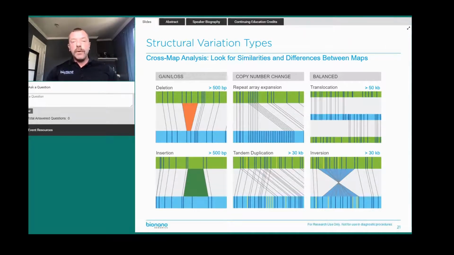We can detect translocations when a de novo map in blue here aligns for half with one chromosome and half with another chromosome. And then we can detect inversions as well, which are really hard to pick up with most methods because there's no gain or loss of material. But when a pattern is simply flipped around, we can detect that automatically starting at 30 kb as well.